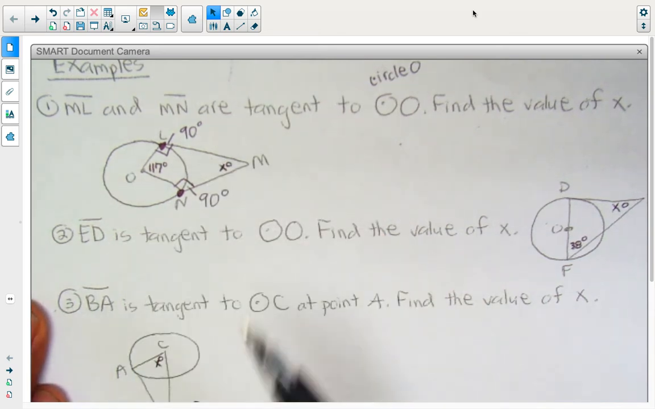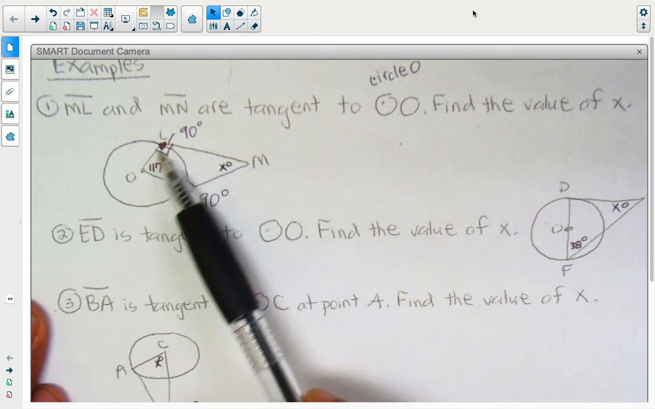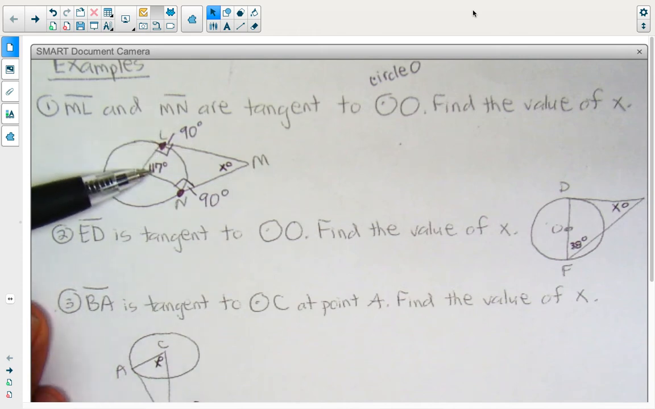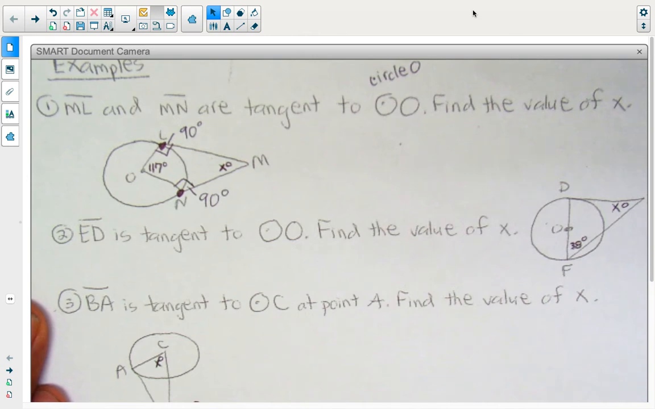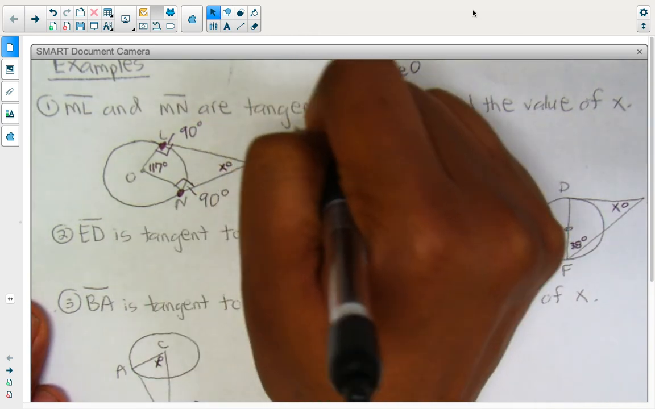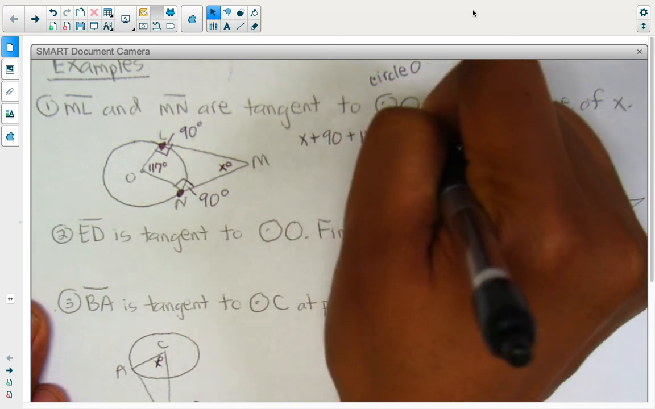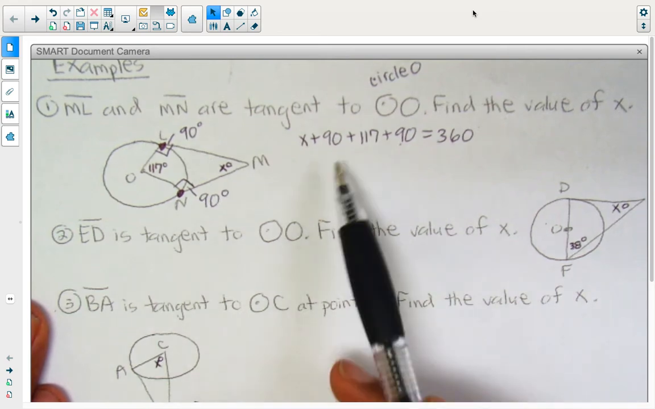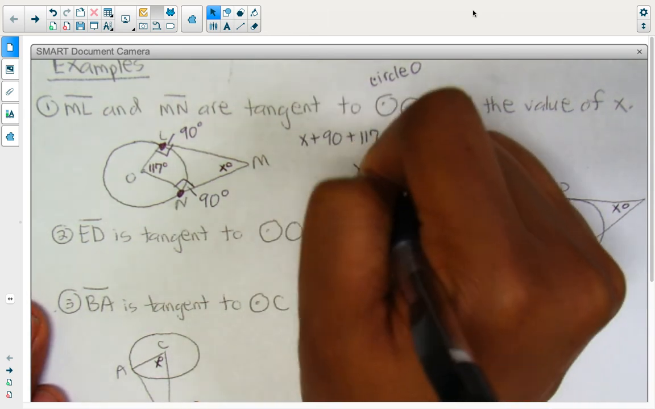If I'm trying to find the measure of X, I have a 4-sided shape, so all the angles are going to add together to give me 360 degrees. So X plus 90 plus 117 plus 90 should give me 360 degrees. Since I have a 4-sided shape, some sort of quadrilateral, I can add all that together and it's going to add to 360. So you would add all this together, subtract from 360, and you should get 63 degrees.